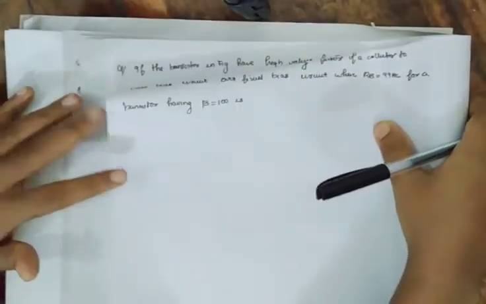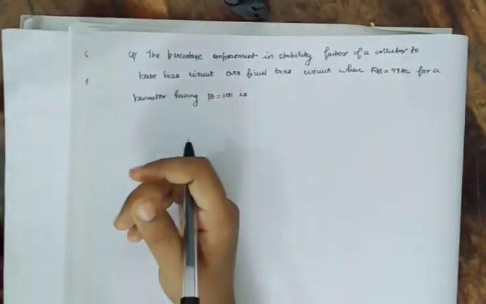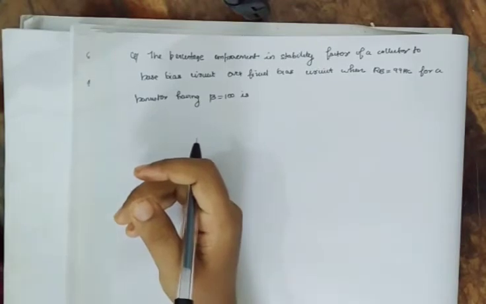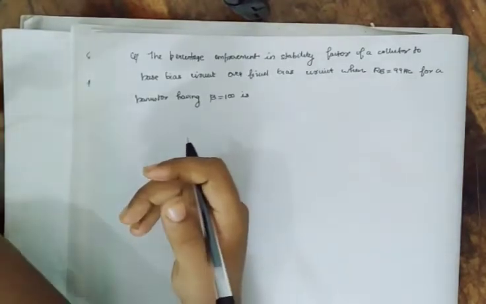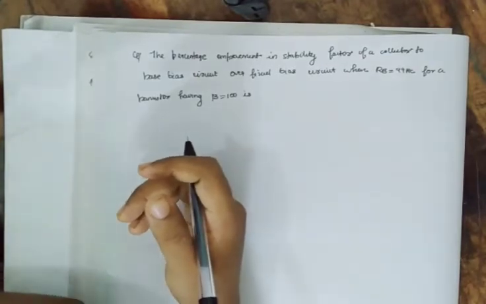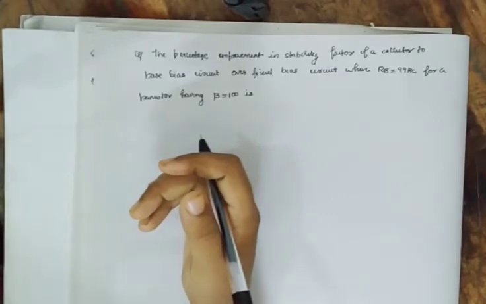Now let's do the next question. The percentage improvement in stability factor of a collector to base bias circuit over fixed bias circuit when RB equal to 99 RC for a transistor having beta equal to 100.